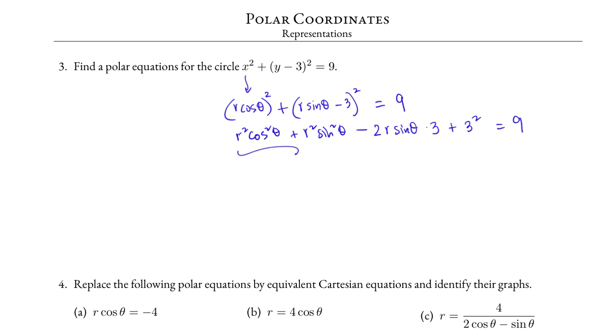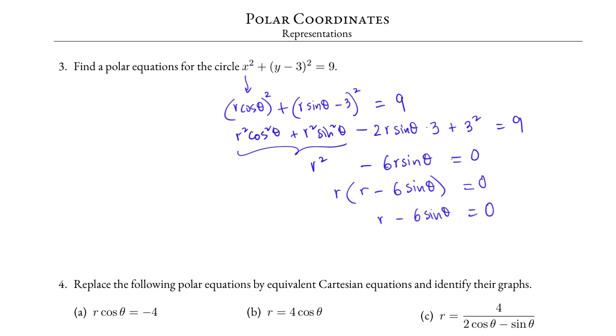But r squared cosine squared theta plus r squared sine squared theta, if we factor out r squared, then cosine squared theta plus sine squared theta is 1. So we have r squared minus 6r sine theta, and 9 minus 9 is 0. Factor out r, we obtain r times the quantity r minus 6 sine theta equals 0. Assuming that the radius is non-zero, we divide by r both sides of the equation to obtain r minus 6 sine theta. Thus, in polar, we obtain the equation r equals 6 sine theta.